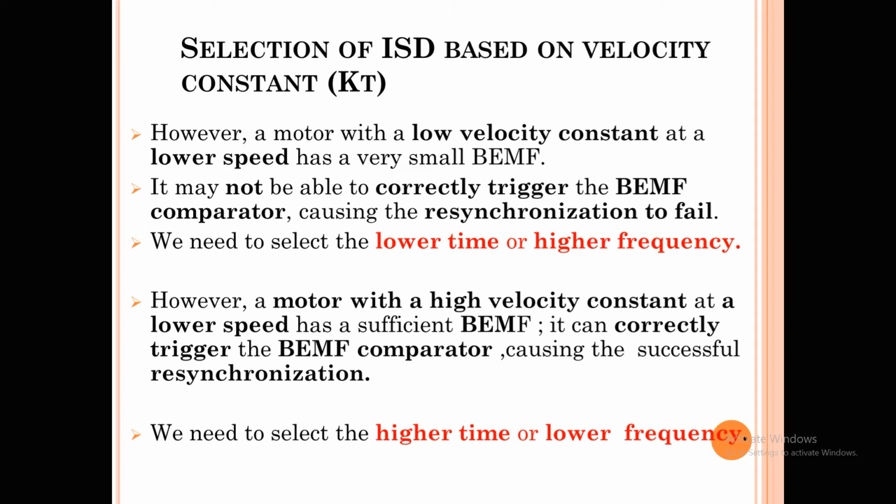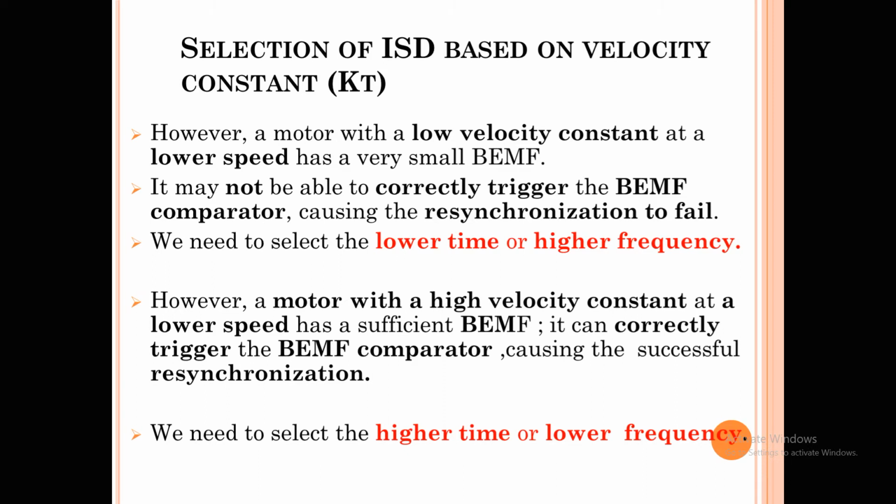At a higher RPM, you might get very good back EMF sensing, and that will allow you to switch your motor to closed loop operation. But when your motor is running at a very low RPM, and your back EMF value is very small, you are not able to sense a proper back EMF value if the ISDT time duration is very high. In that case, you need to select the lesser time duration.